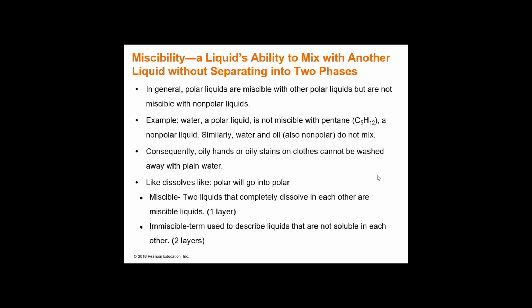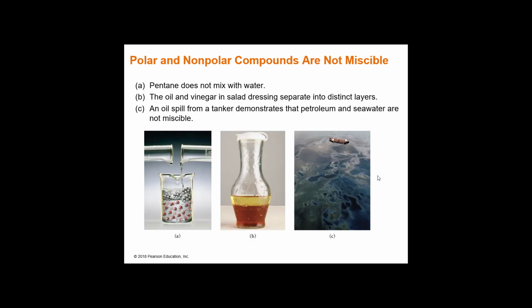So here's an example. A polar molecule is not miscible with pentane. Pentane is a hydrocarbon. It's very nonpolar. It has nothing that's really electronegative on it. But water is polar, so it's not going to mix. In fact, they're not going to mix no matter how much you shake them together.